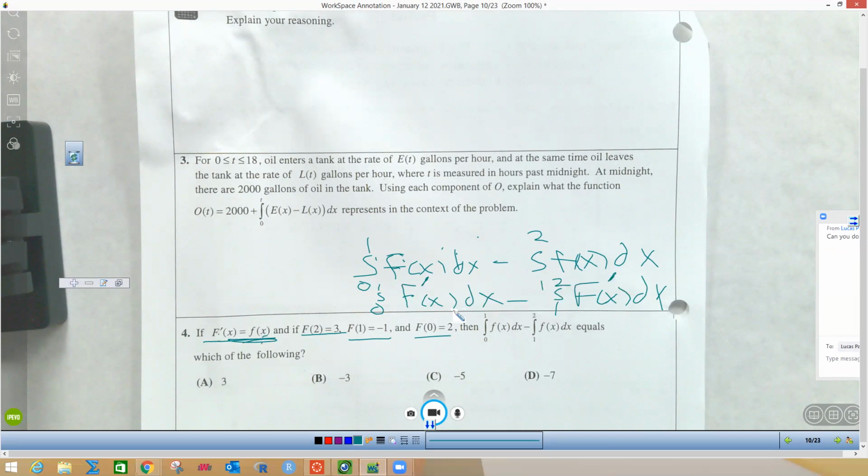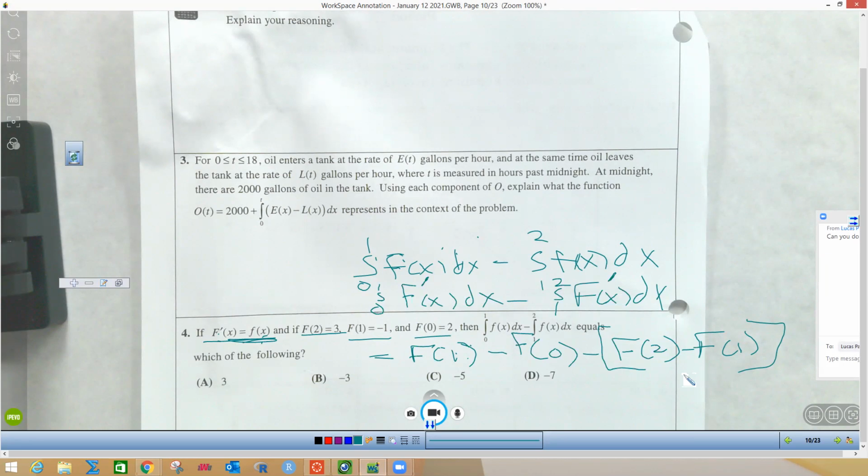Now, what's the integral of capital F prime? Anybody know? It's capital F of x. So this part is going to equal capital F of the top number minus capital F of the bottom number, and then it's minus, same thing over here, capital F of the top number minus capital F of the bottom number. So all I'm doing is using the fundamental theorem of calculus there.